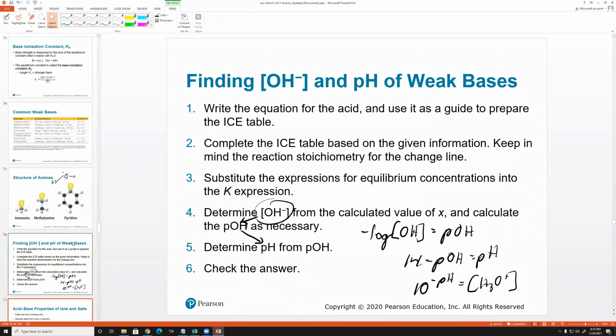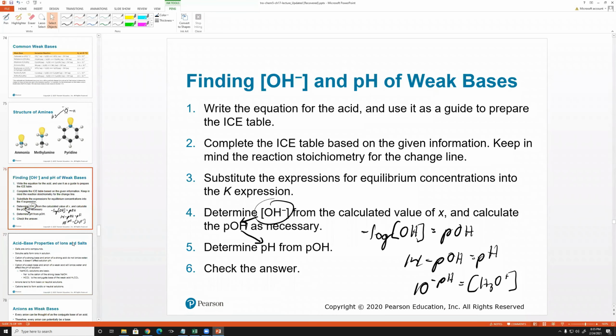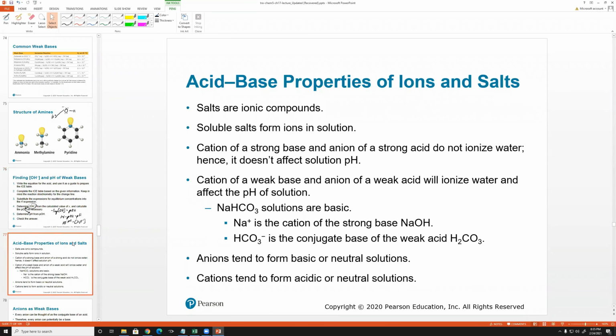Okay, so basically you do the same thing. We're not going to do any examples right now, but on other videos, we will cover a lot of examples on bases and acids from the part 2, chapter 17 homework. And I'll post a lot of content on that.